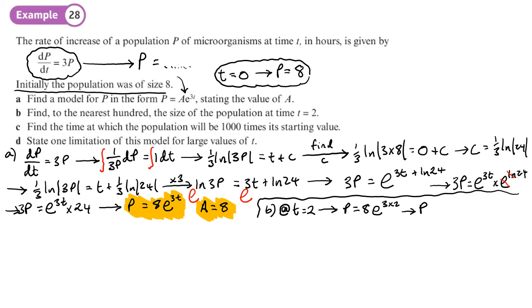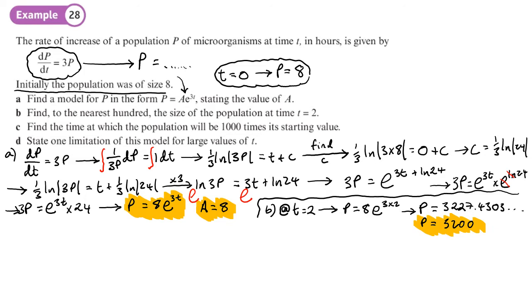So 8e to the power 6. That gives me 3227.4303. They want it to the nearest 100, so we'll write p is 3200. So I'll just highlight that before we move on to part C.